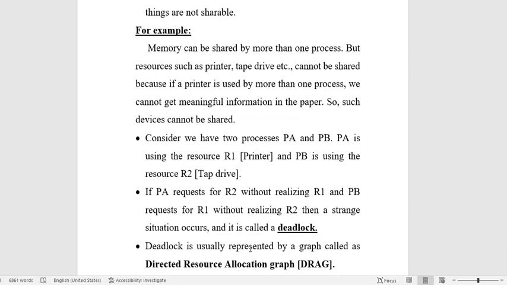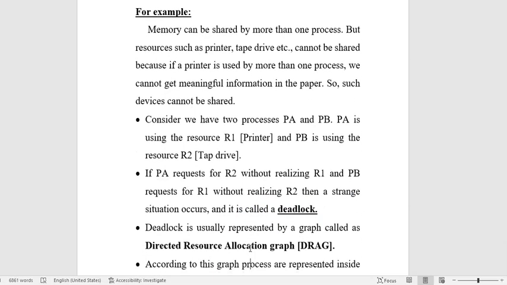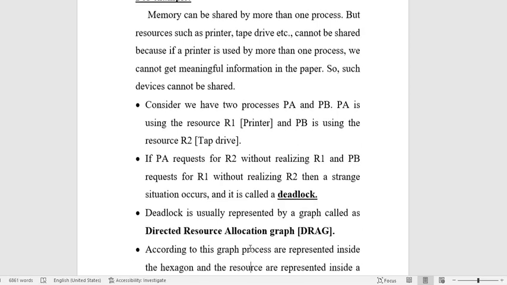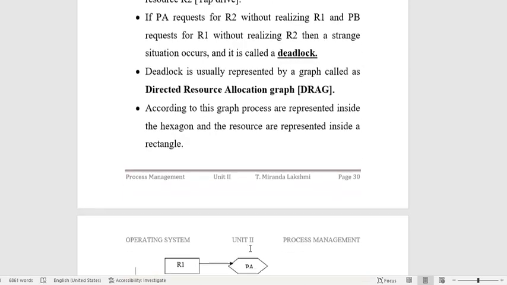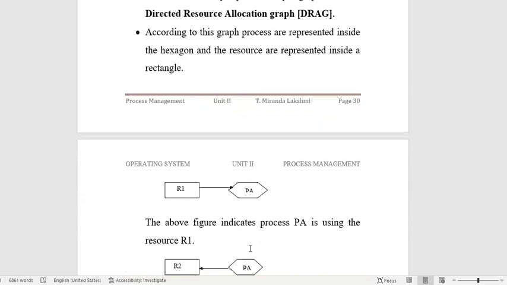Deadlock can be represented using a graph called a directed resource allocation graph. In short, it is called DRAG. What will be present in this directed resource allocation graph? We have two symbols. One is a hexagon, the other is a rectangle. Hexagon is used to represent the process and rectangle is used to represent the resource. So here in this example, PA is a process which is using resource R1.